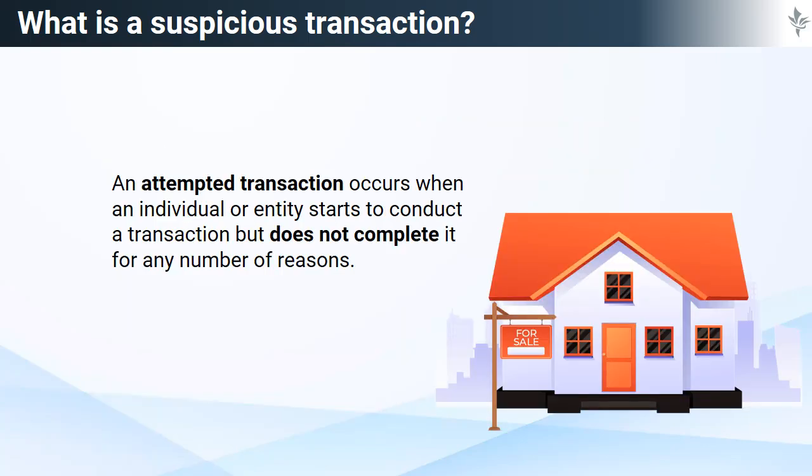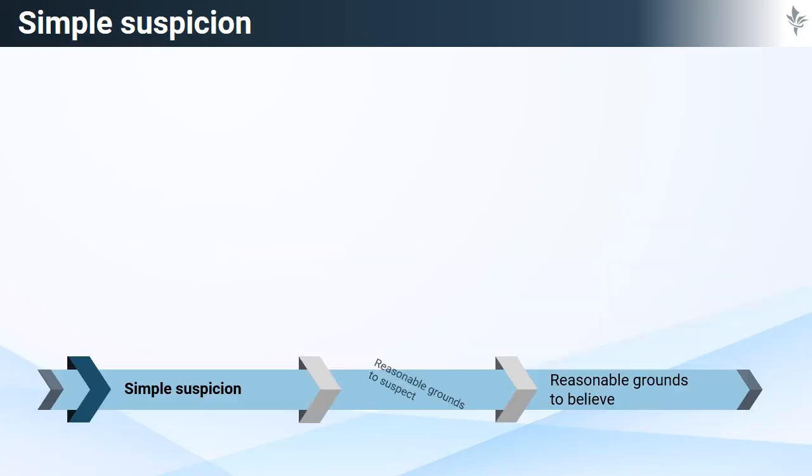An attempted transaction occurs when an individual or entity starts to conduct a transaction but does not complete it for any number of reasons. For example, you are a mortgage broker and your client applies for a mortgage, completes the application but refuses or is not able to provide identification information. As the identification information is not provided, the mortgage is declined, and this becomes an attempted transaction that may become reportable.